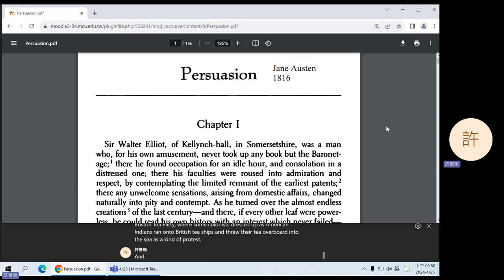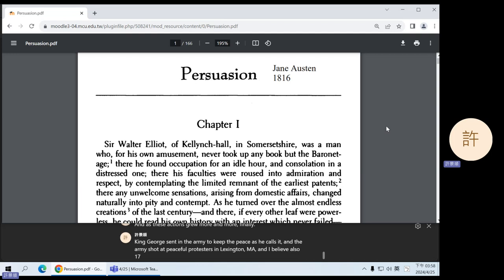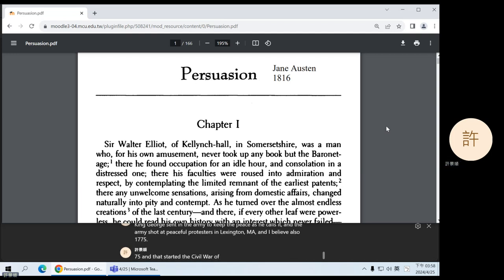And as these actions grew more and more, finally, King George sent in the army to keep the peace, as he calls it. And the army shot at peaceful protesters in Lexington, Massachusetts, in I believe also 1775, and that started the War of Independence.